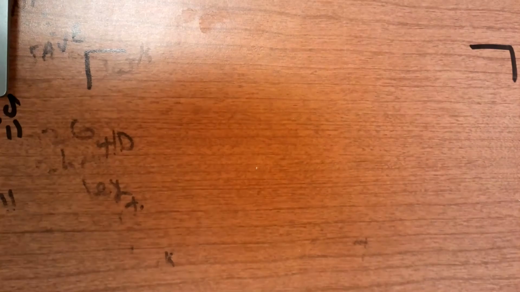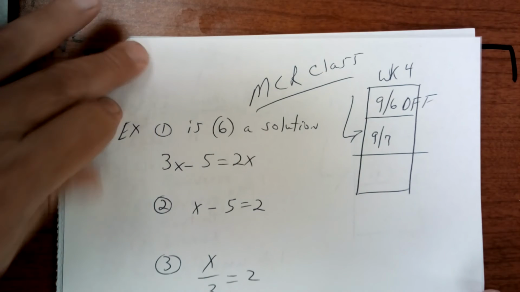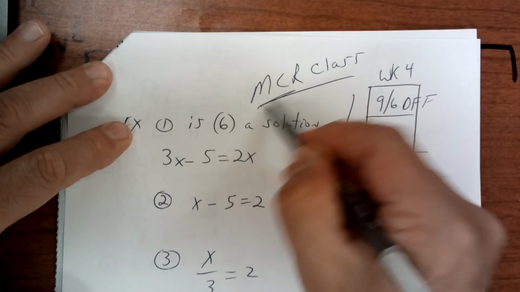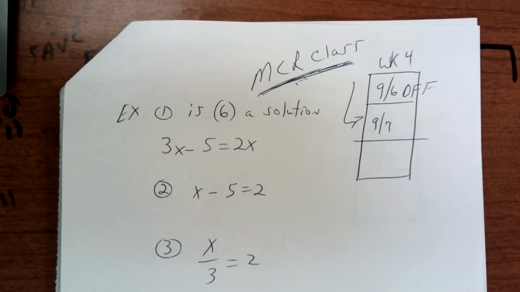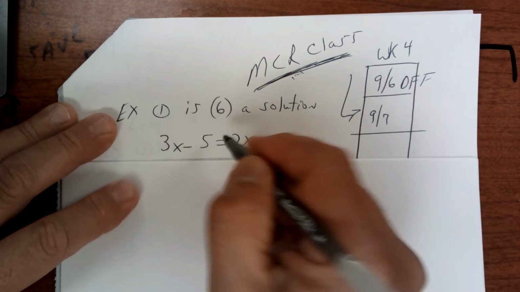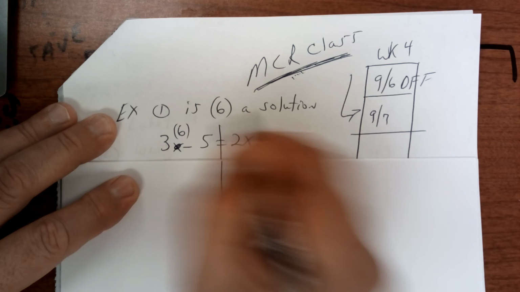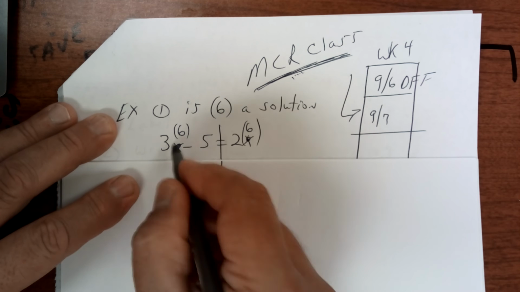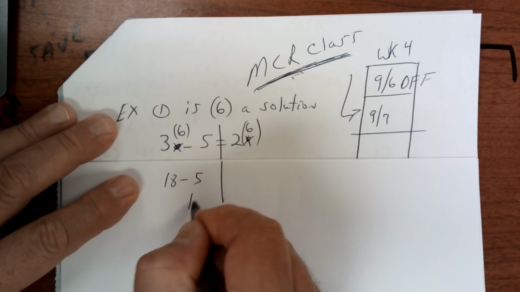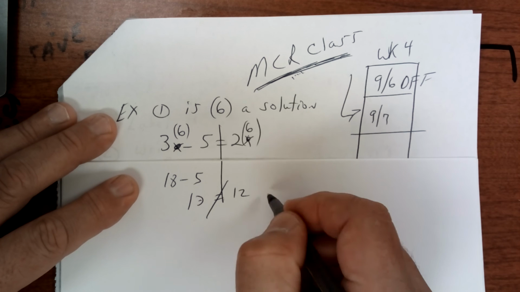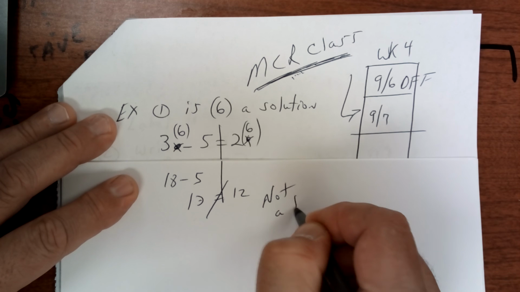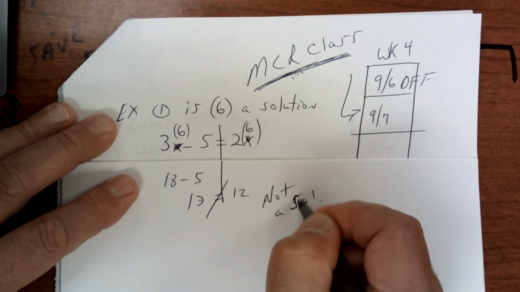We're going to switch now to MCR class for those of you out there watching. And I have it labeled. Look right here, MCR. So if you're in geometry, you don't need to look at this unless you want to learn something. Is 6 a solution? Well, let's plug in 6. Draw a line. Put a 6 right here for the x. So that's going to be 18 minus 5 is 13, and 2 times 6 is 12. This is not a solution. A solution is where both sides are the same when you plug it back in.